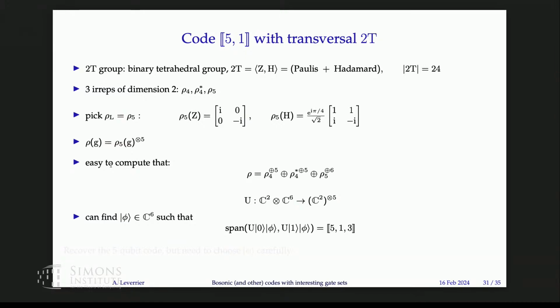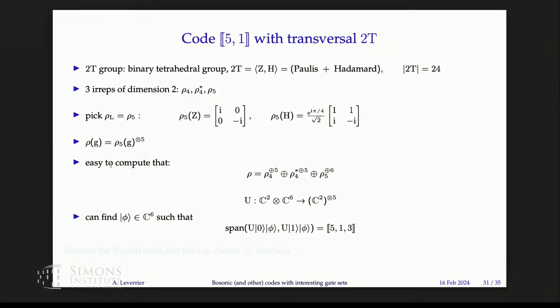Now what I can do is decompose my representation, this rho tensor 5, into a direct sum of irreps, and I get these three things. Basically the code space that I want, where the elements of 2T will be transversal, will live in that irrep. So you have rho 5, and the multiplicity space associated to this is of dimension 6. So all the codes of length 5 that have transversal 2T are in one-to-one correspondence with states in C6. For any state in C6, you get a code which has transversal 2T.